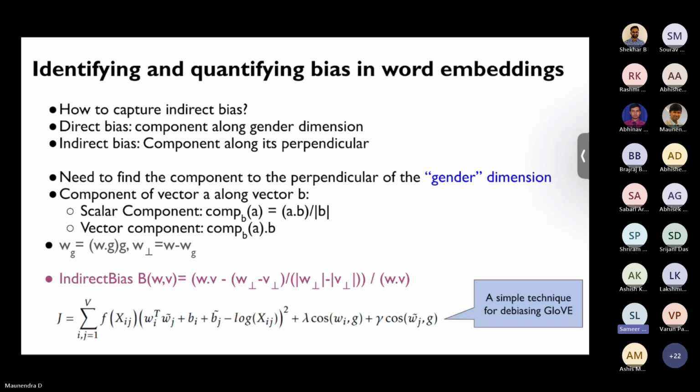Okay. And on the screen, which objective function is there, does this only take into consideration the gender-based or gender neutral as well? So this summation is over i, j equal to 1 to V. So it's for all words in the vocabulary. Okay. Thanks.